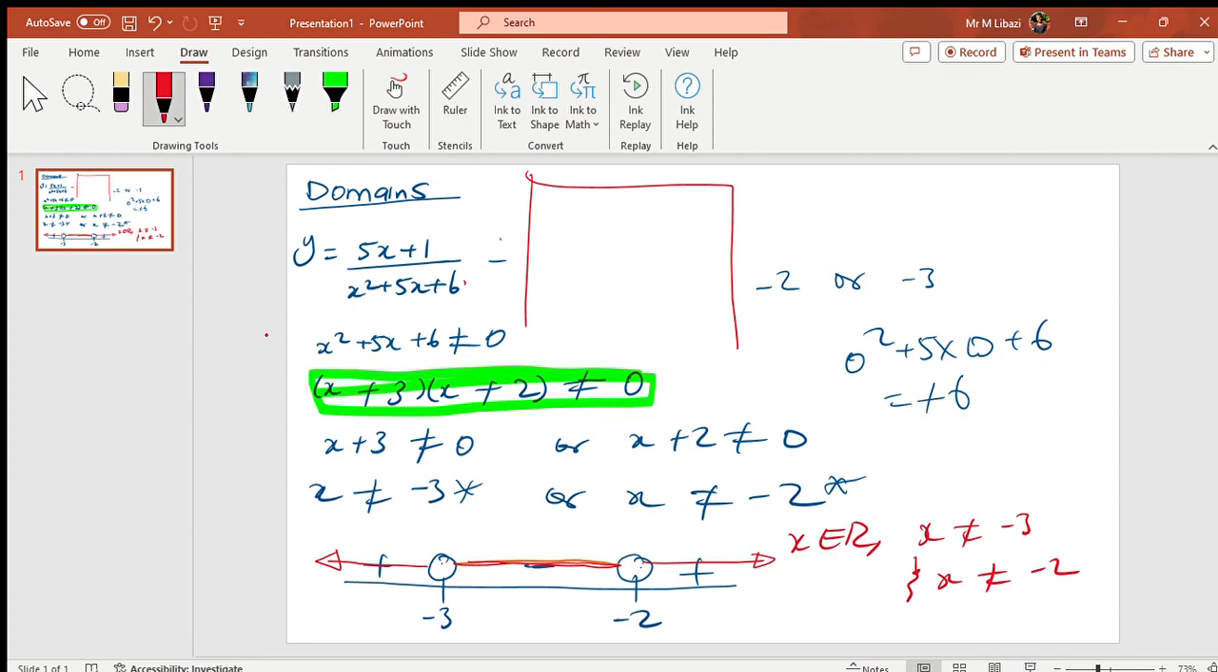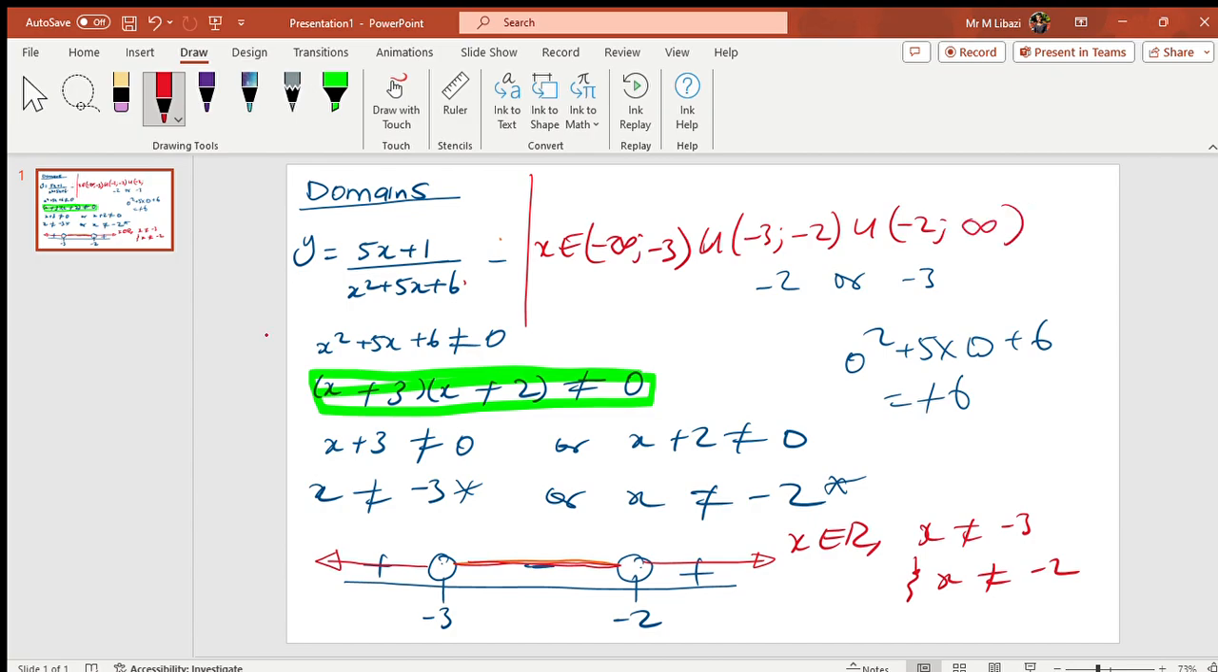So that means now we'll be having x as an element from -infinity to -3, and then from here we can say that we have union, and then from -3 to -2, and then we say union from -2 to infinity. So this is our domain. Are there any questions so far?